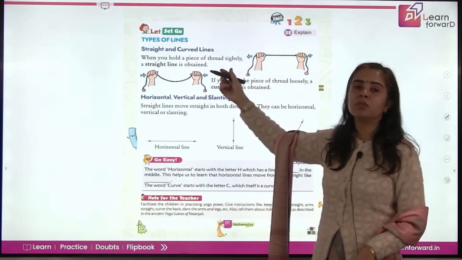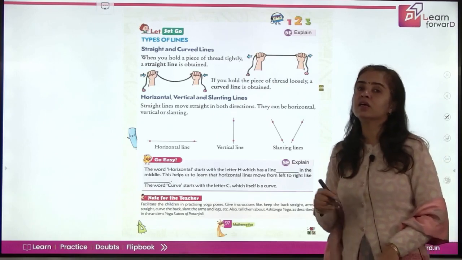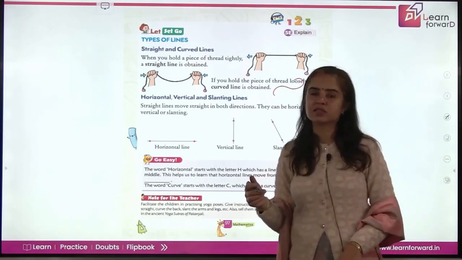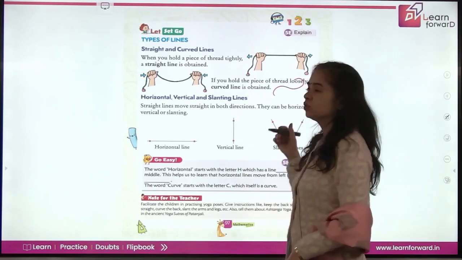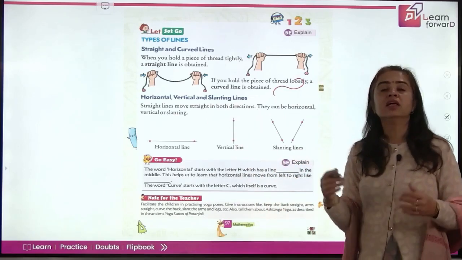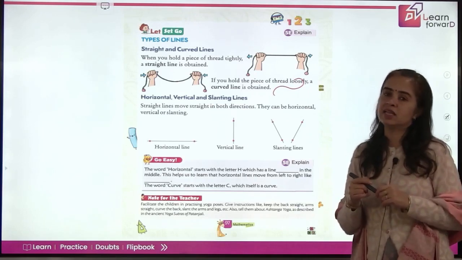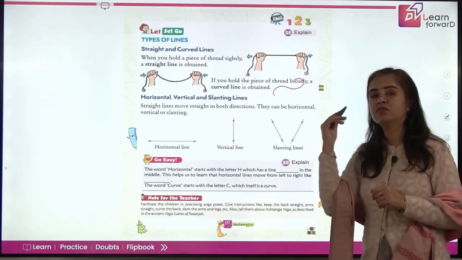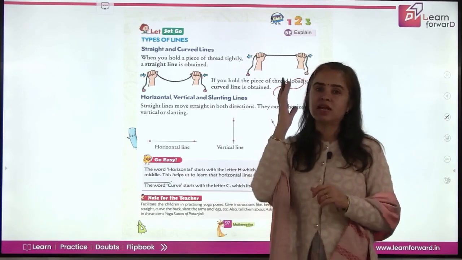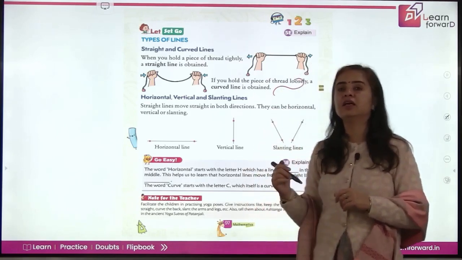Straight lines can be drawn using a scale, a ruler that you have in your pencil kits, and a curved line can be drawn just with a freehand sketch, right? So with your freehand strokes, you get them. Now, the straight lines can be horizontal, vertical, and slanting. These are the lines that you have learnt while drawing the different letters in the English alphabet. So the vertical lines are the standing lines, the horizontal lines are the sleeping lines, and the slanting lines are the diagonal lines.